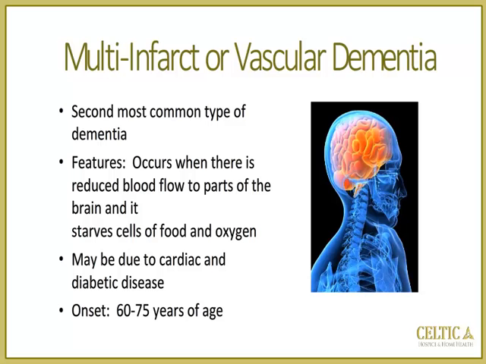So some features, again: it occurs when there is a reduced blood flow to parts of the brain and it starves the cells of food and oxygen. It may be due to cardiac and diabetic disease, and the onset is usually between 60 to 75 years of age.